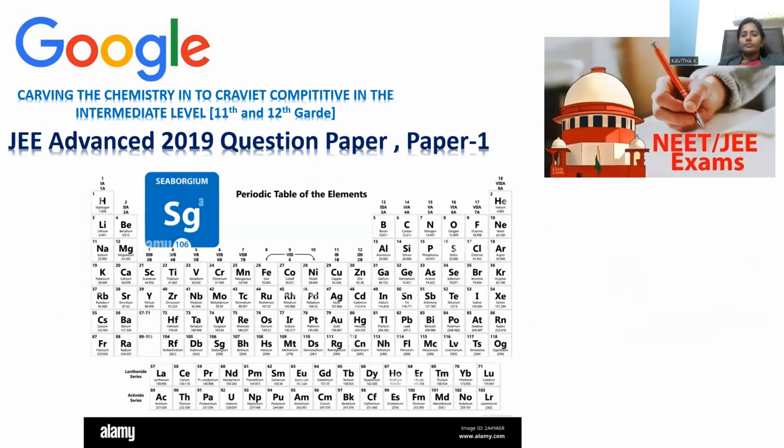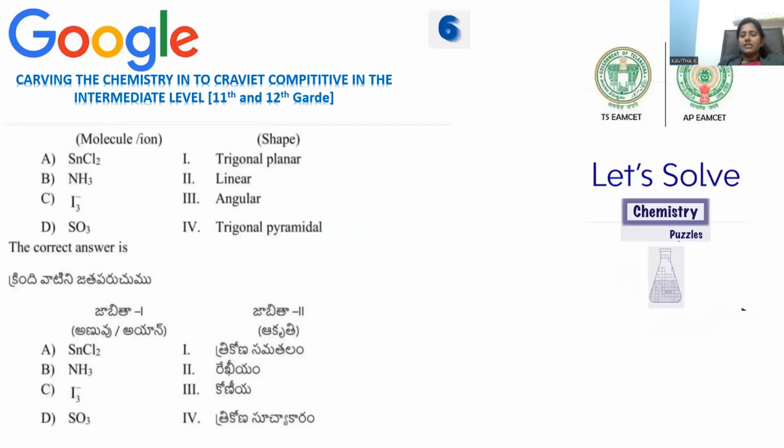Move on to question number 6. This is the last question of the session, where we have a list of elements on one side and another list of elements on the second side, so that we have to map the correct ones. We need to identify what molecules or ions are provided and what their shapes will be. This is purely based on inorganic chemistry, especially a chemical bonding related question.